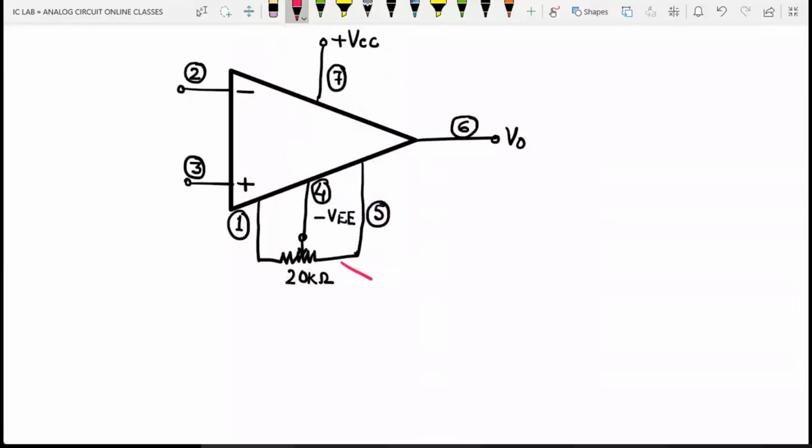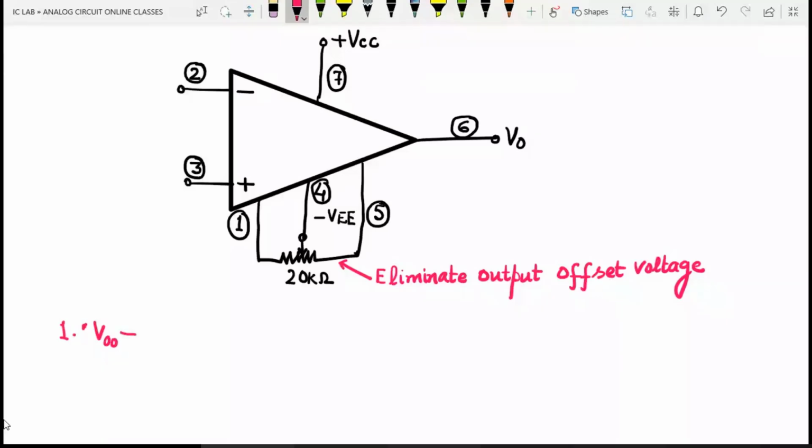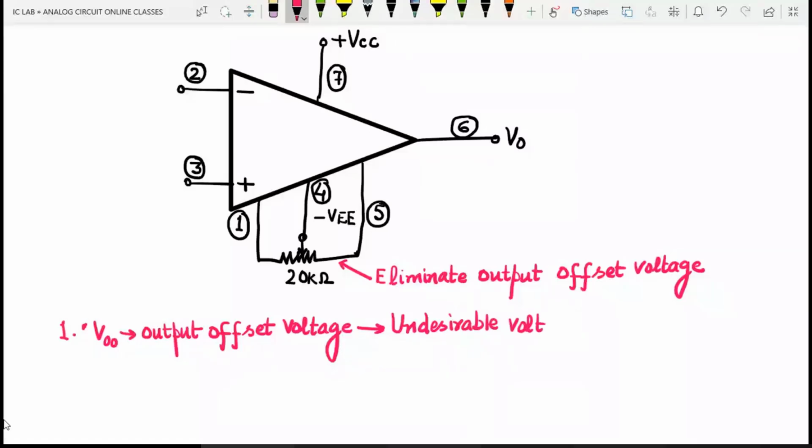It is used to eliminate output offset voltage. What is output offset voltage? At present I am giving you an idea. We represent output offset voltage by VOO as a subscript. This is called output offset voltage. Output offset voltage is an undesirable voltage which is present at the output terminal of the op-amp. It is an undesirable voltage.